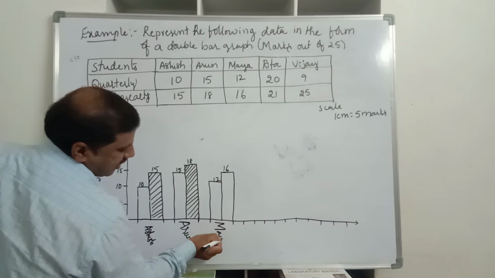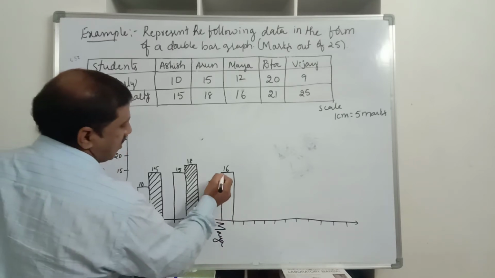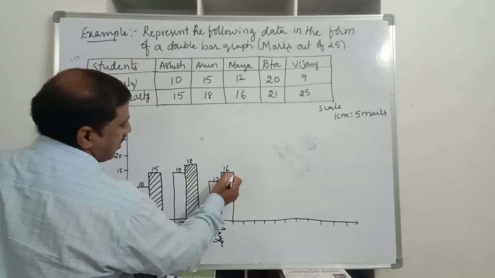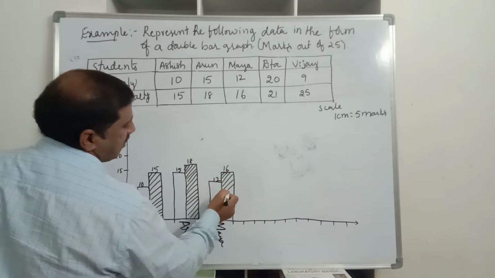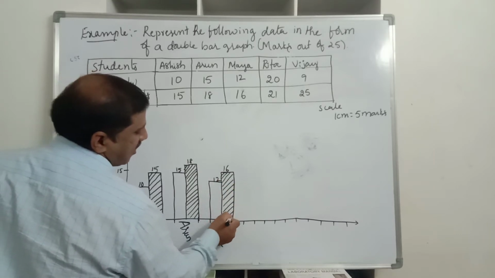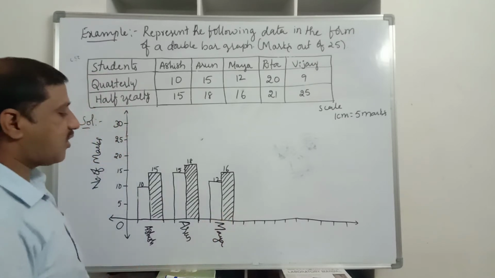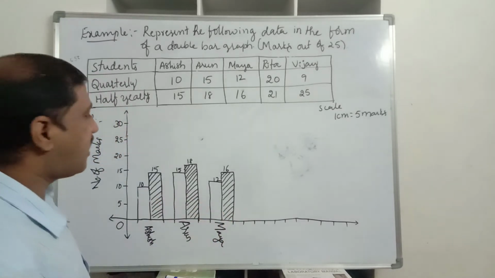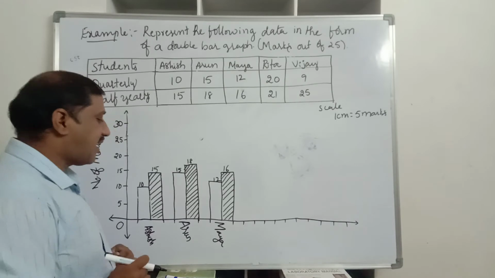Like this you write the name of the students. Represent this with lines, or you can shade with colors. See that all quarterly bars get one color and all half yearly bars get one color you should choose, and you can shade those bars with the different colors.